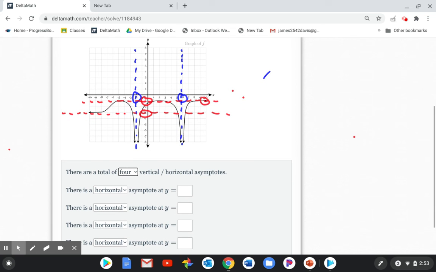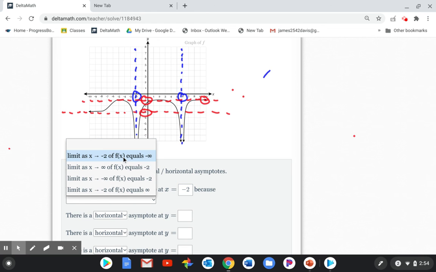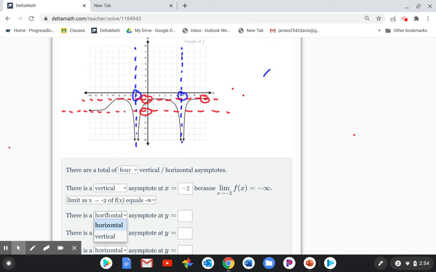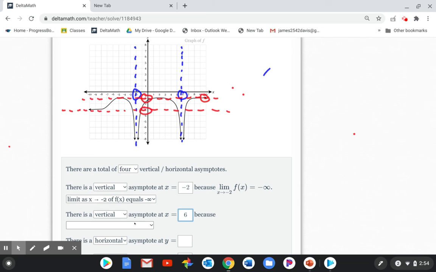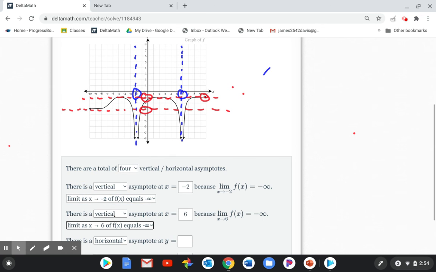So we've got 4. We've got 2 verticals. Let's get those first. First one was at negative 2. And the reason why is because as we approach negative 2, it goes down to negative infinity. The second one is also another vertical here. That's x equals positive 6. The same reason, as we approach 6 from either direction, it goes down to negative infinity. Switch it up on us there.